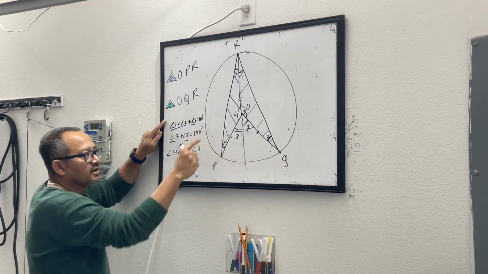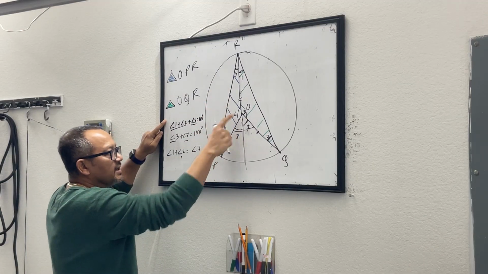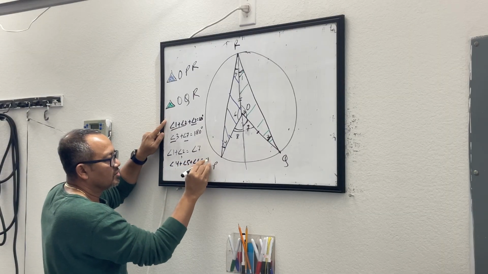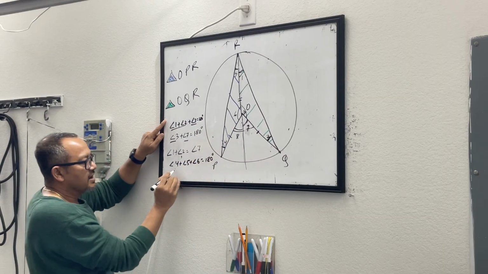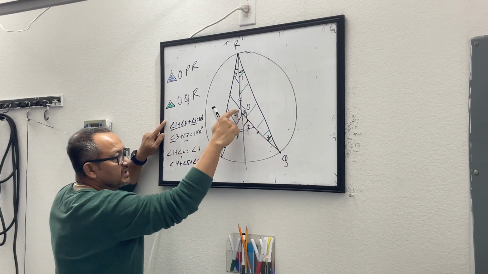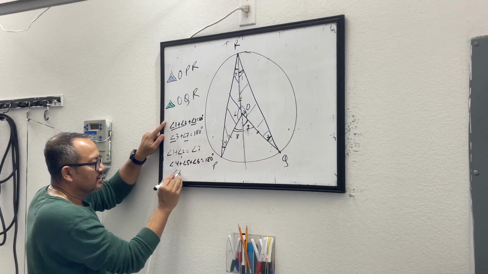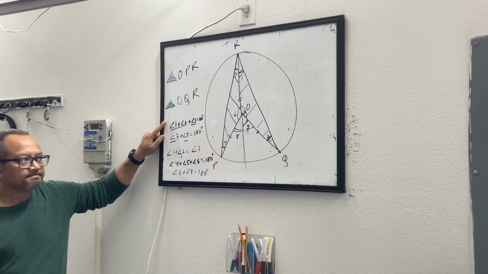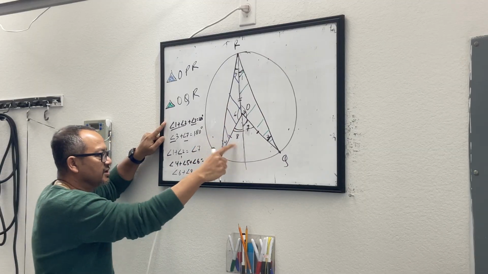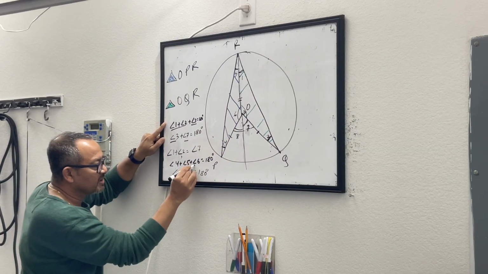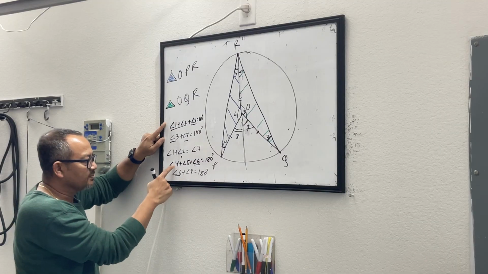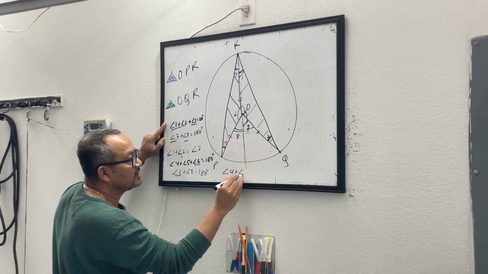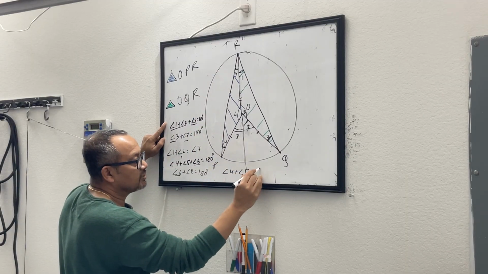Come to the blue triangle. 4 plus 5 plus 6 is 180 degrees. Now, angle 6 plus angle 8 is equal to 180 degrees. From this we can conclude 6 is common in both equations. That means angle 4 plus angle 5 is equal to angle 8.